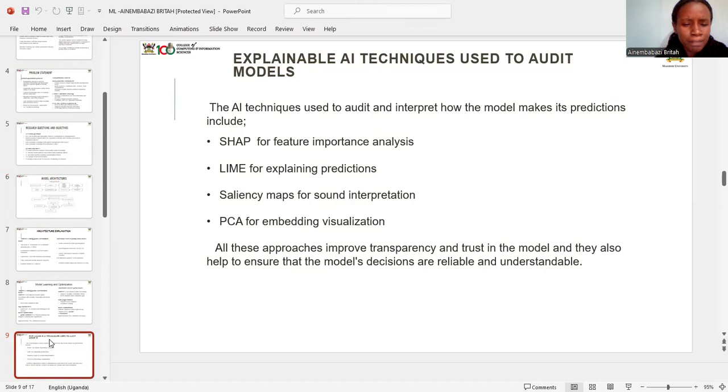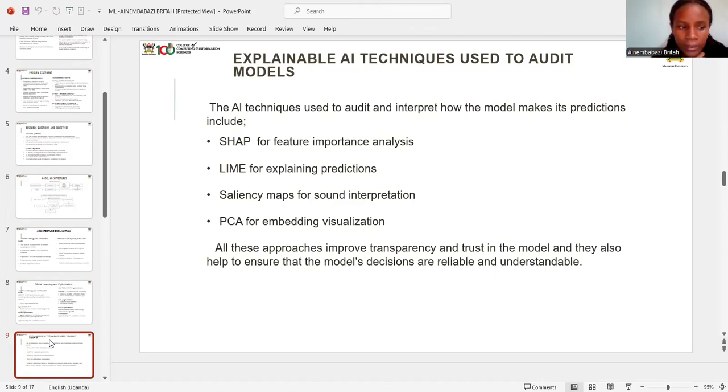Finally, we use PCA, that is principal component analysis, which helps to visualize the learned embeddings and observe how different sound classes cluster in feature space. All these techniques combine together to improve the transparency, trust, and interpretability of the machine learning system.